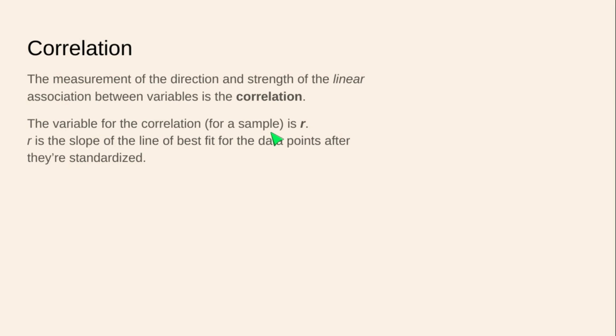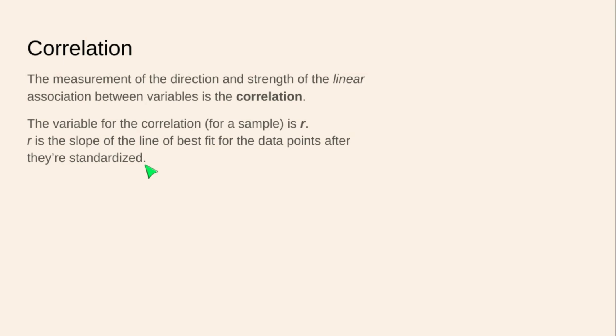R is the slope of the line of best fit for the data points after they are standardized, okay? So the correlation is, if we were to talk about it mathematically, a slope. What kind of slope? It's a slope for the line of best fit for data points. How do we find a line of best fit? That's what Chapter 7 is about. More on that later. But R is the slope of the line of best fit for data points after they are standardized, okay? So before we standardize, that slope's going to be different than R for our line of best fit.